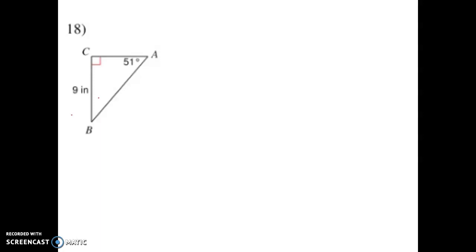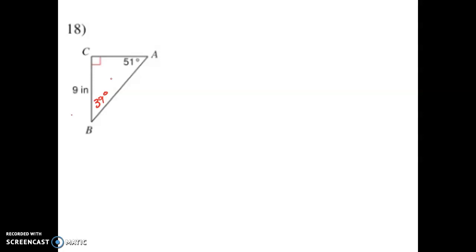All right, so here we want to solve the triangle. That means we want to find the two missing sides and the one missing angle in this triangle. First thing we can do real quick is go ahead and find this angle. The triangle sum theorem tells me there'd be a 39-degree angle.